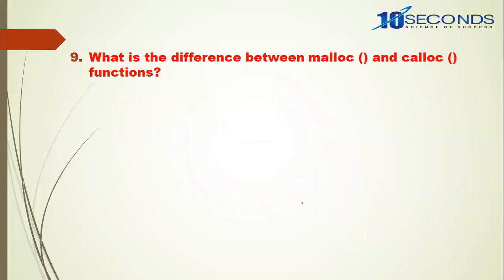What is the difference between malloc and calloc? So both are used to dynamically allocate memory, but malloc allocates the memory and it does not initialize the allocated block of memory to 0, but calloc, it initializes the allocated block of memory to 0.